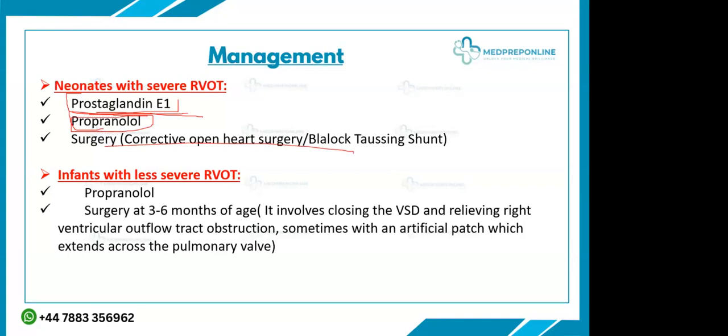With the less severe, you give routine propranolol, the tablet Inderal, and surgery at 3 to 6 months of age. It involves closing the VSD and relieving the right ventricular outflow obstruction, sometimes with an artificial patch, which extends across the pulmonary valve.